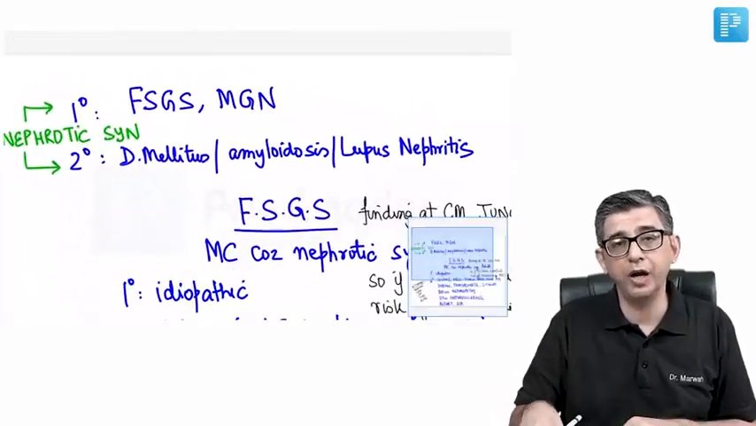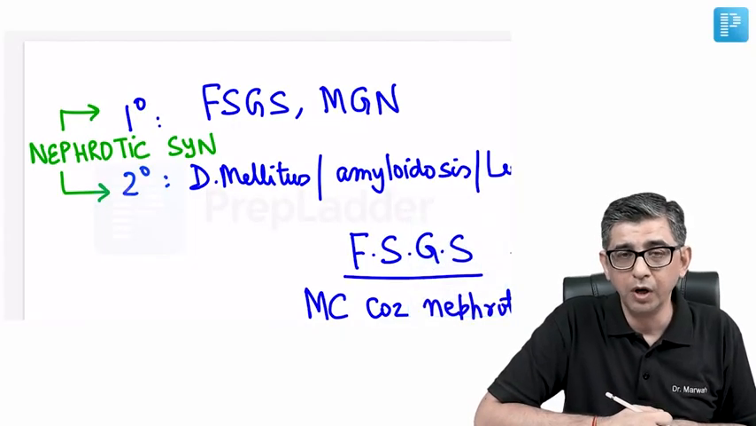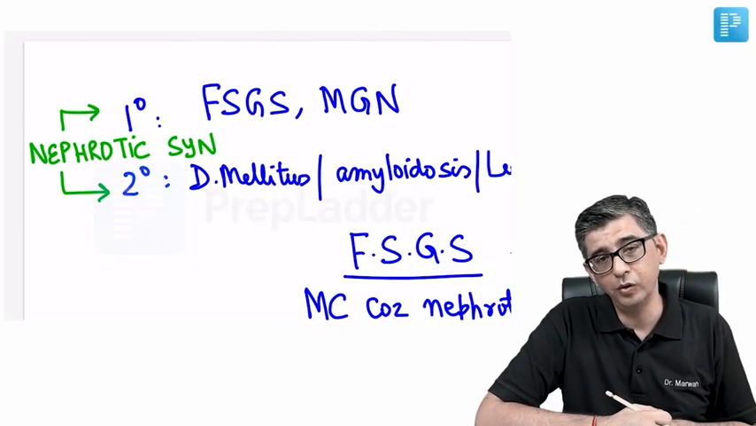I mean by the word primary nephrotic syndrome versus secondary nephrotic syndrome. When it comes to primary, it means causes that you traditionally read in pathology like FSGS or MGN.